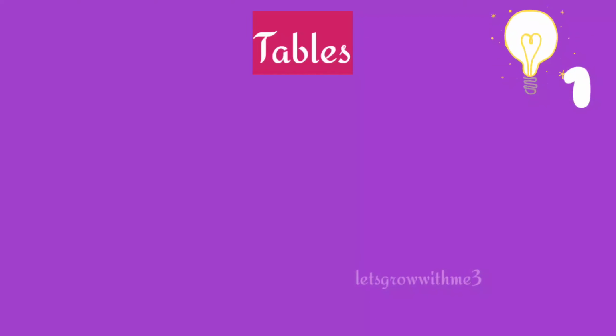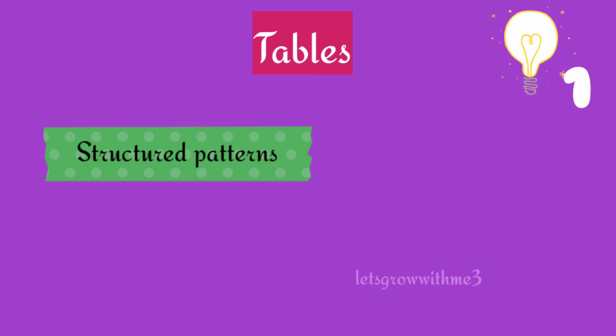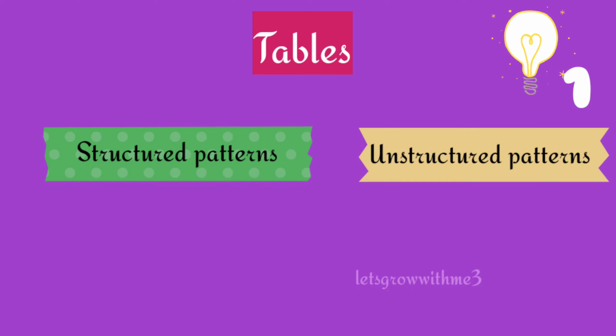In tables, if you see carefully, we have two types of patterns. One is structured patterns and the other one is unstructured patterns. So what do you mean by structured pattern? A structured pattern is nothing but there is a rhythm in particular tables. Okay, so like 2 table, 5 table, 10 table. These tables are very easy to remember because they have some pattern.